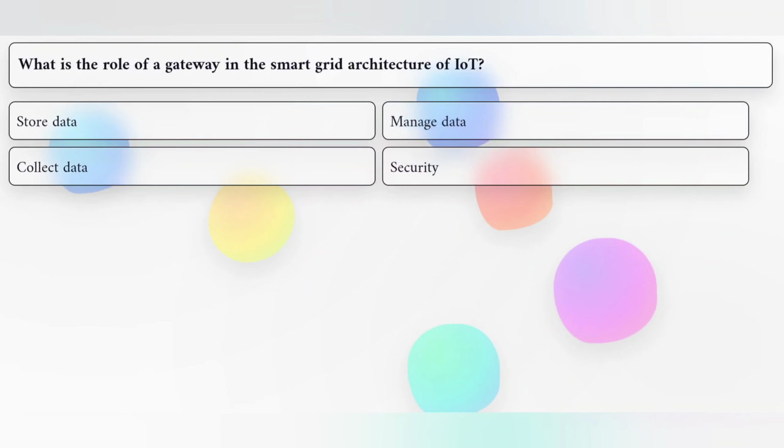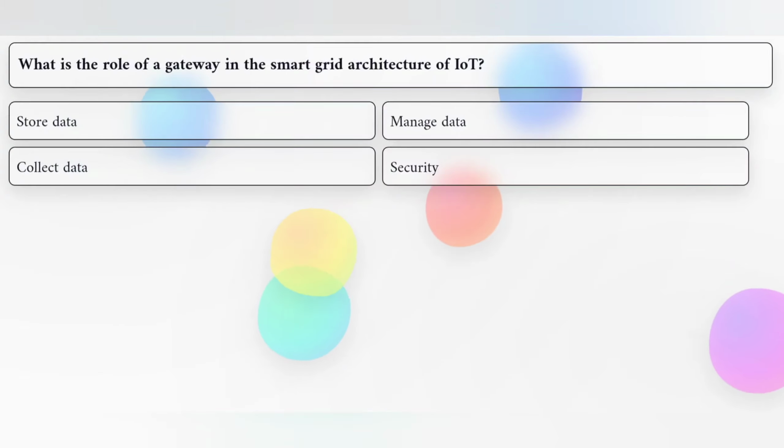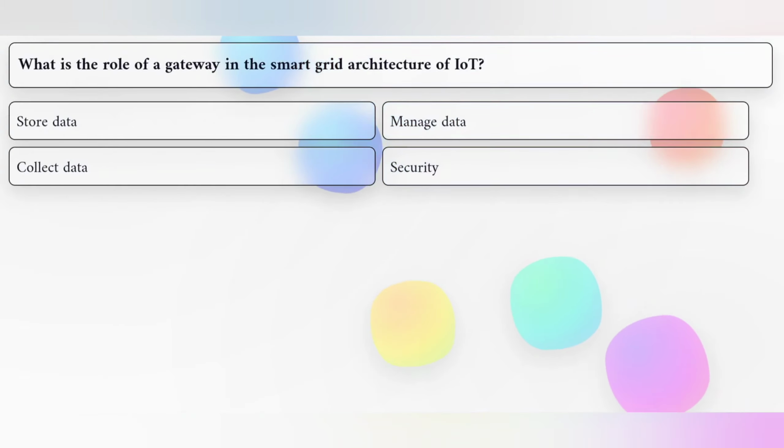What is the role of a gateway in the smart grid architecture of IoT? Store data, manage data, collect data, security.